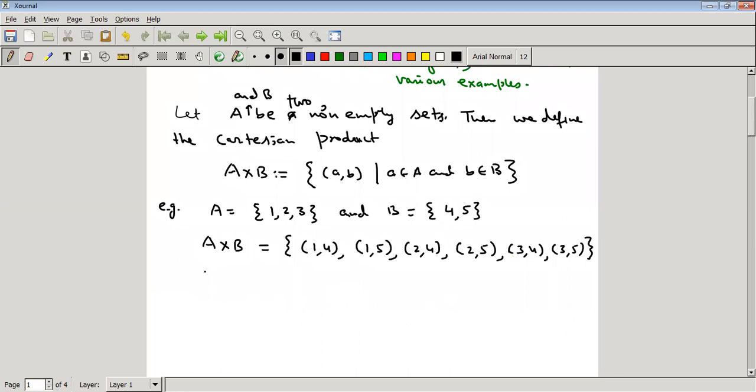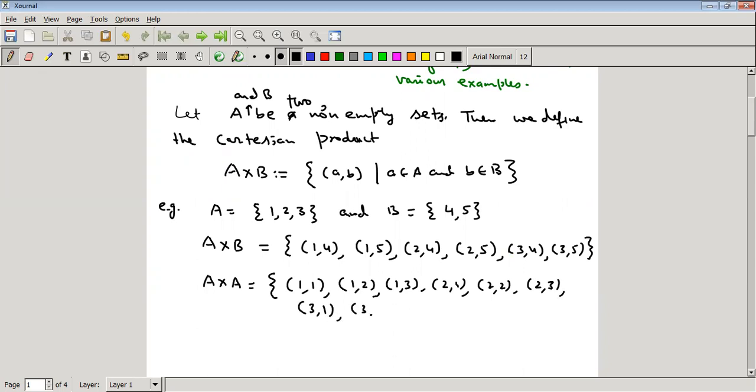Similarly, A cross A can be defined. A is {1, 2, 3}, and we have to take the Cartesian product with A. So we get (1, 1), (1, 2), (1, 3), (2, 1), (2, 2), (2, 3), (3, 1), (3, 2), (3, 3). So these are the elements in A cross A.